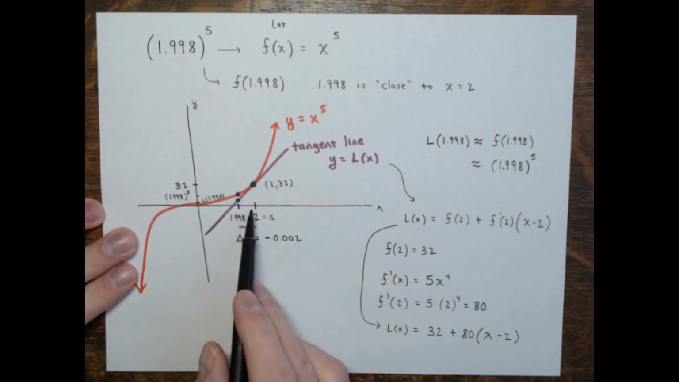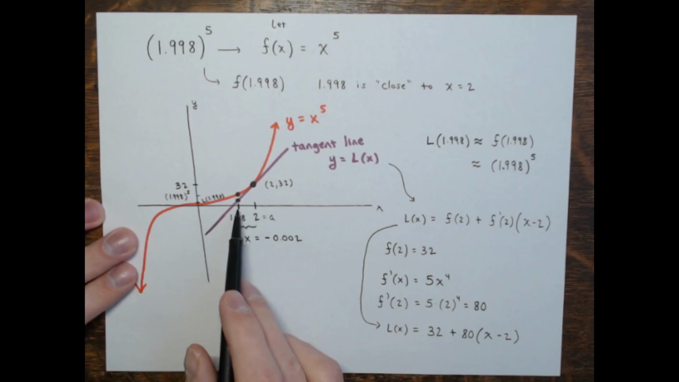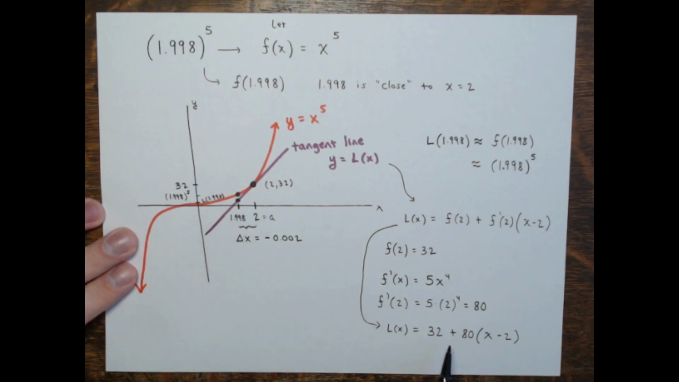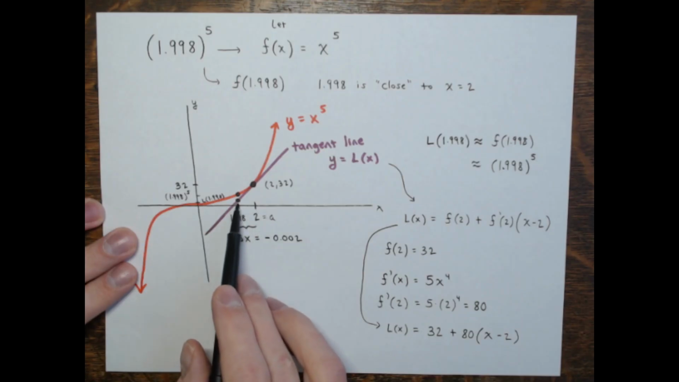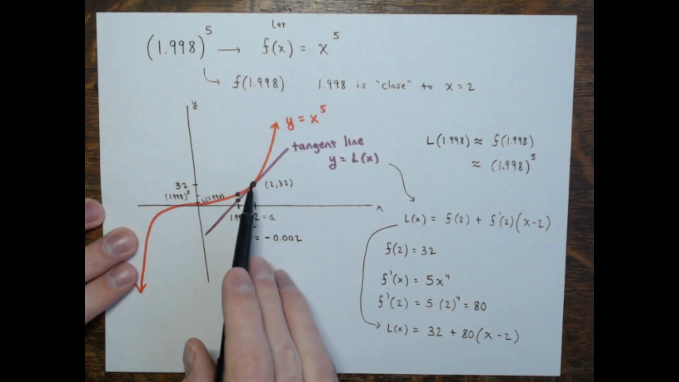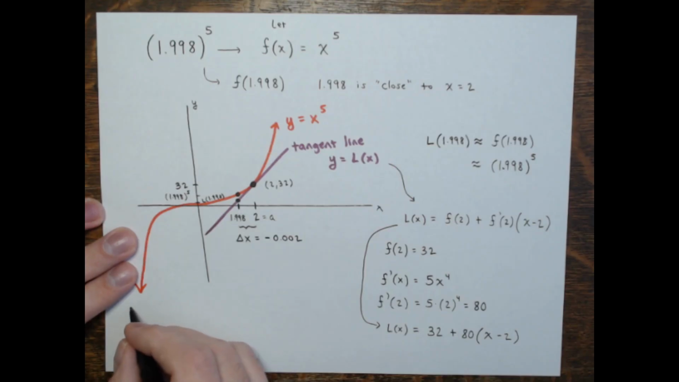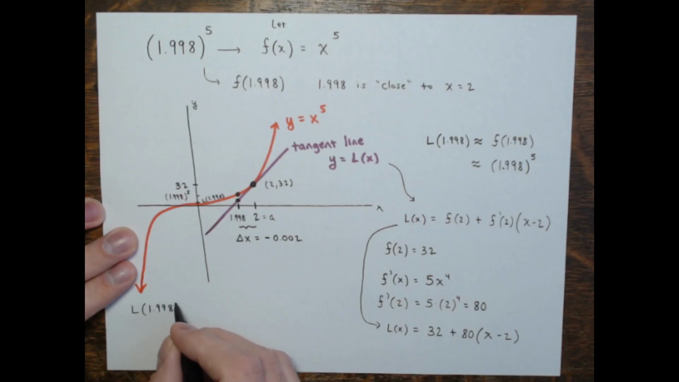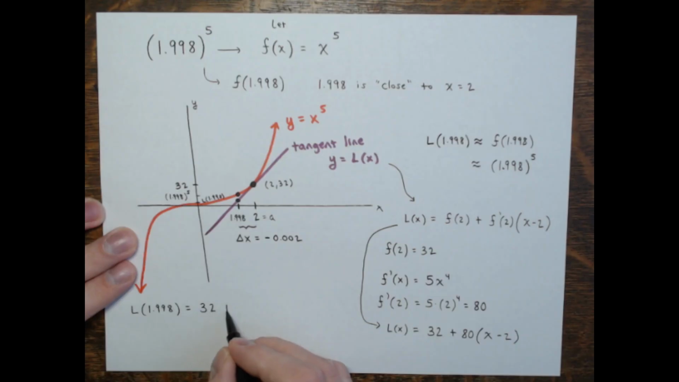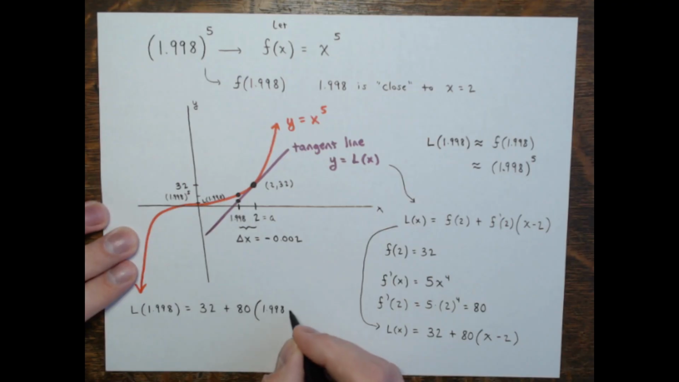Now I just need to plug in this 1.998 to my tangent line function, and the value of the tangent line function at 1.998, I should be very close to the value of this fifth power function that I set up at 1.998. So I plug in 1.998 to this L function, this tangent function. So again, we got 32 plus 80 times, and then 1.998 replacing x, minus 2.